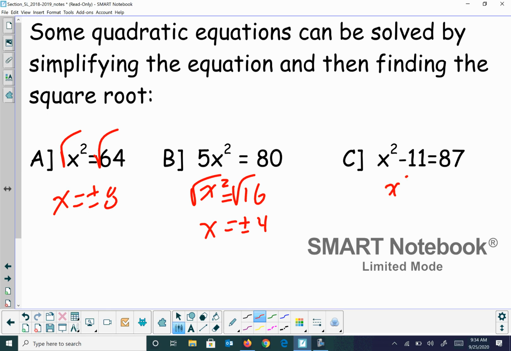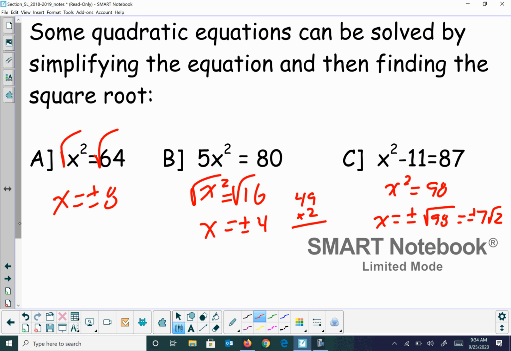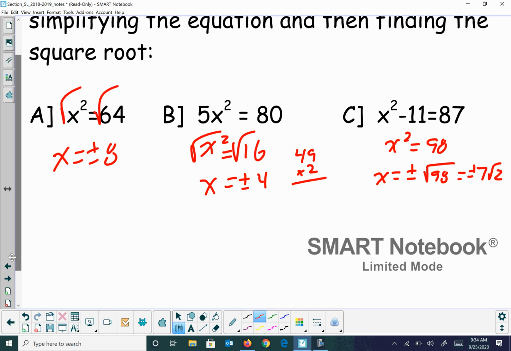Next one, I'm going to go ahead and add 11 to both sides, so that was at 98. Take the square root of both sides, so you got the plus minus root 98. 98 breaks down to 49 times 2. Okay, so that's going to give me plus or minus square root of 49 is 7 root 2. Again, if we have questions, please let's ask about those in class, all right?